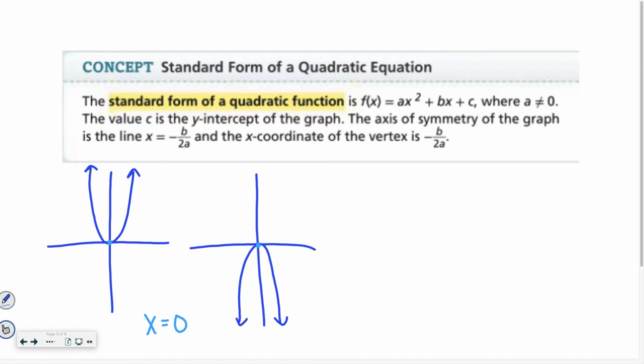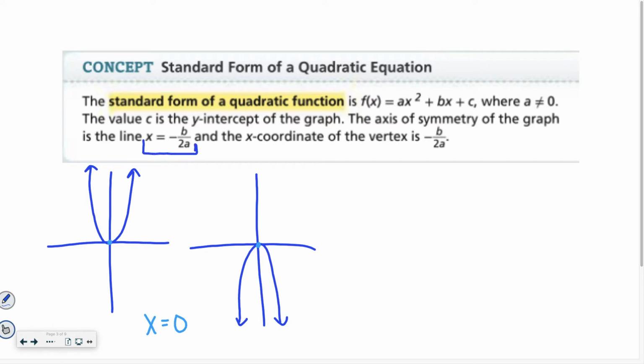Now we're going to be moving our parabola around, and we're going to use a different form. We're not using vertex form. Vertex form is really nice because it gives you the vertex, hence its name. Standard form, less obvious. So there's a process that you have to do in order to find the axis of symmetry. And the way that we find the axis of symmetry is we use this formula right here.